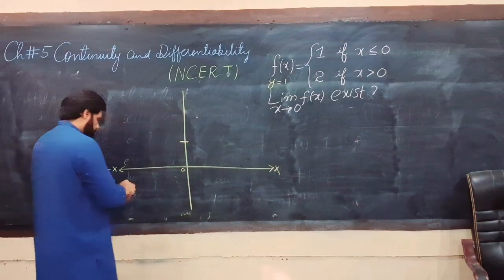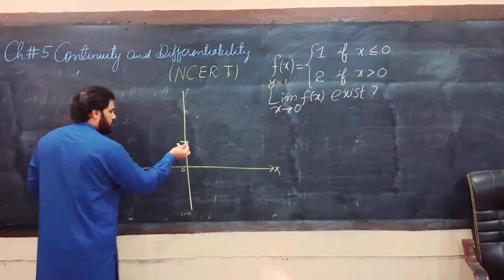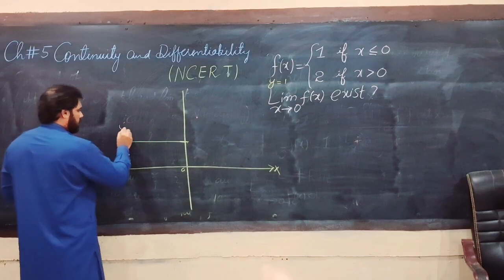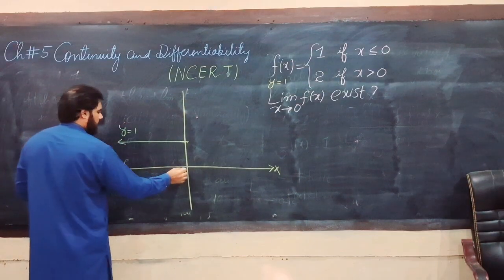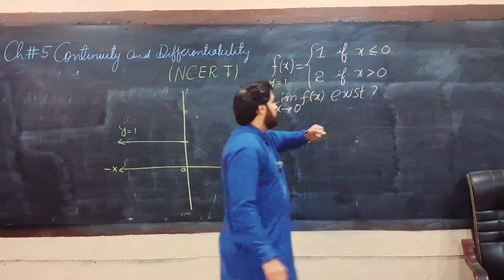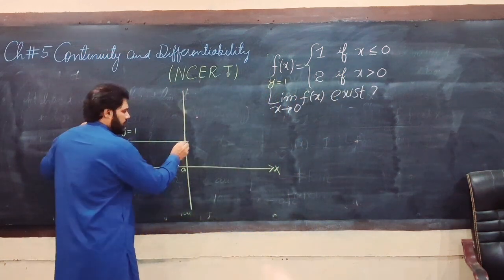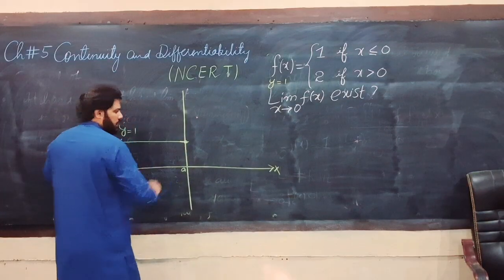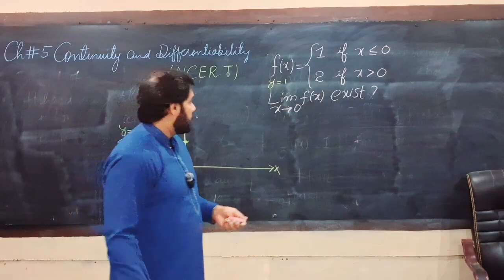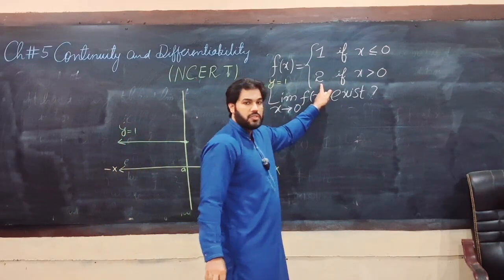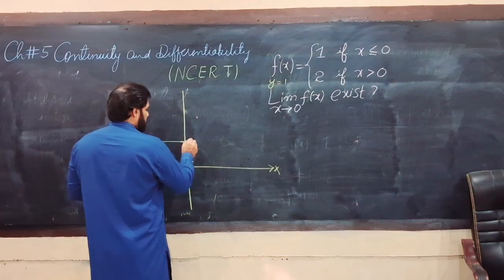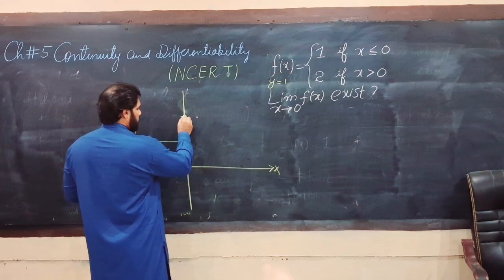It means the graph in this part is a straight line. This is a straight line, y is equal to 1, and when your x is equal to 0, because in this part 0 is also included, this will be a solid dot. Now on the right side of x is equal to 0, the value of the function is 2, meaning the value of y is 2. Suppose this is y is equal to 1, this height is y is equal to 2.